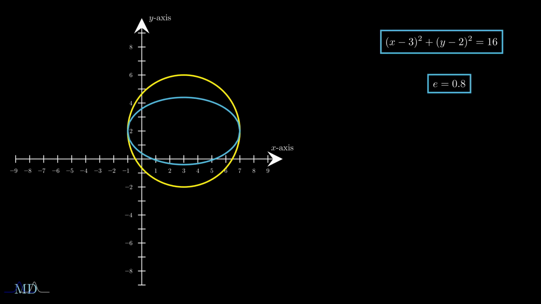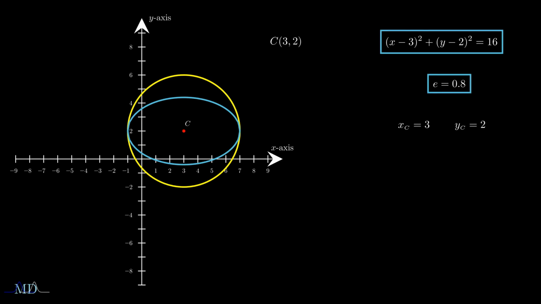Let's get started. Firstly, we know the coordinates of the center of the 2 figures from the equation of the circle. In fact, the canonical equation of a circle is x minus xc squared plus y minus yc squared equals r squared. In our case xc equals 3 and yc equals 2. So the center has coordinates 3, 2.